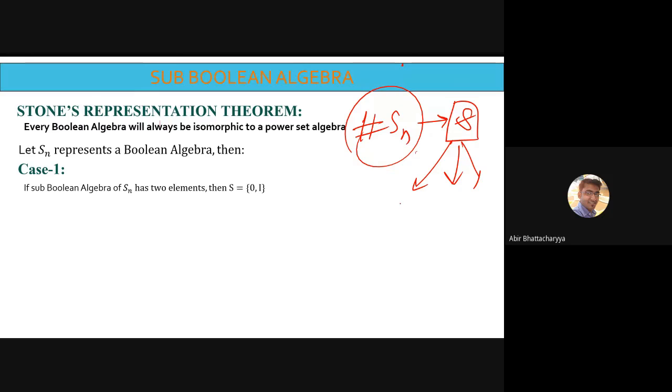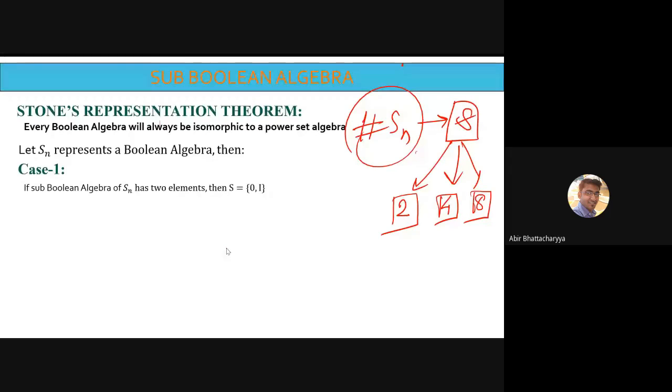First, it may be possible that 2 elements are present in the sub-Boolean. It may be possible that 4 elements are present in the sub-Boolean. It may be possible that 8 elements are present in the sub-Booleans. Okay, a sub-Boolean is a subset of the original Boolean algebra.